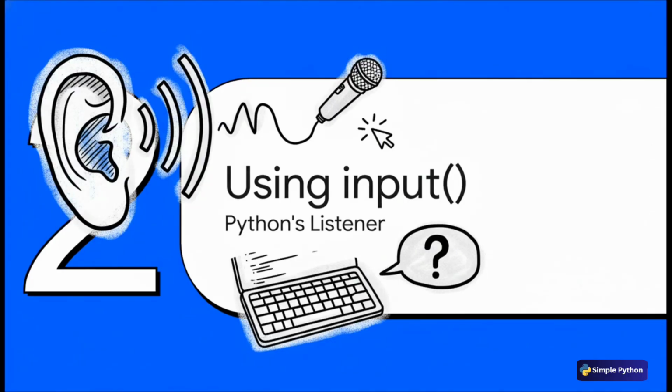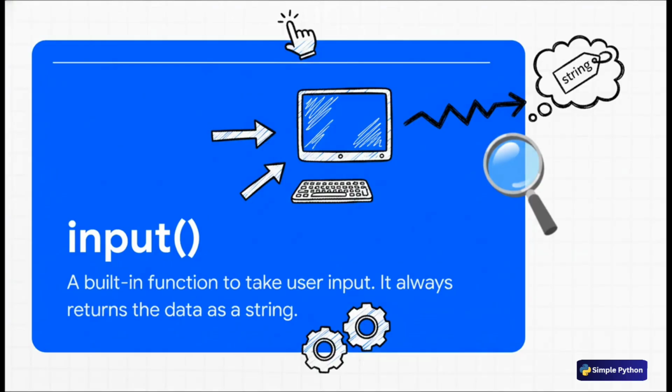So how do we actually get that input? Well, Python makes it super easy for us. It gives us a ready-made tool, a built-in function called, you guessed it, input. Okay, this definition right here is super important. Basically, what input does is it pauses your whole program. It sits there and waits for the user to type something and hit enter. Once they do, it grabs whatever they typed and gives it back to your code.